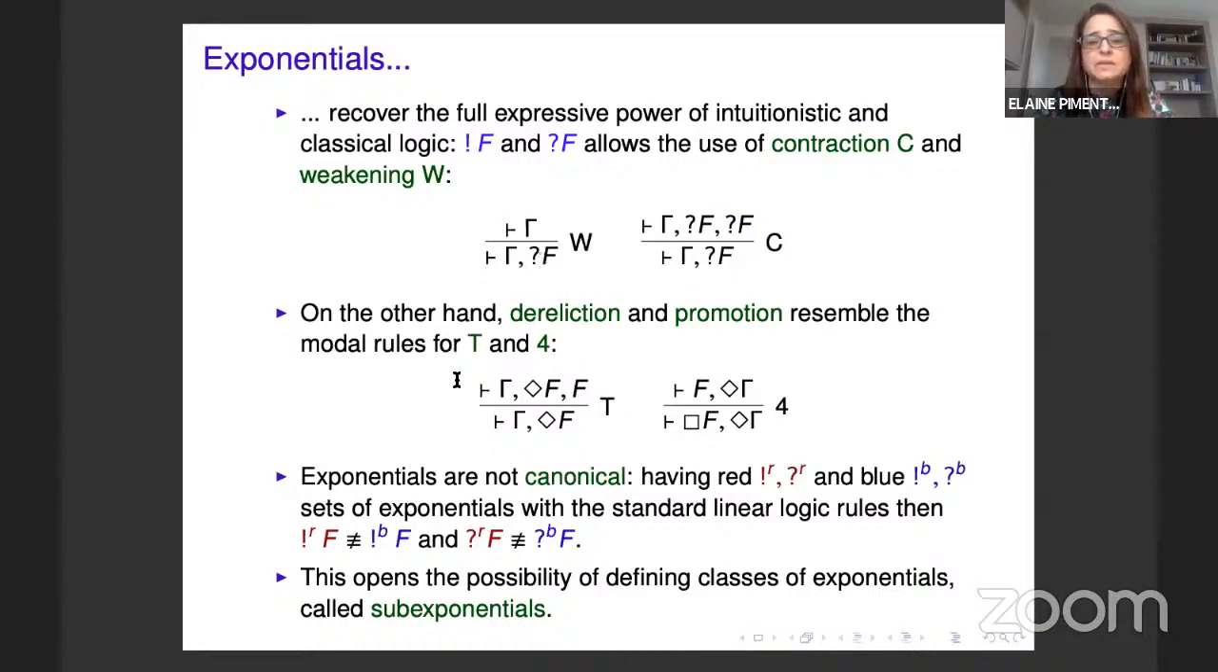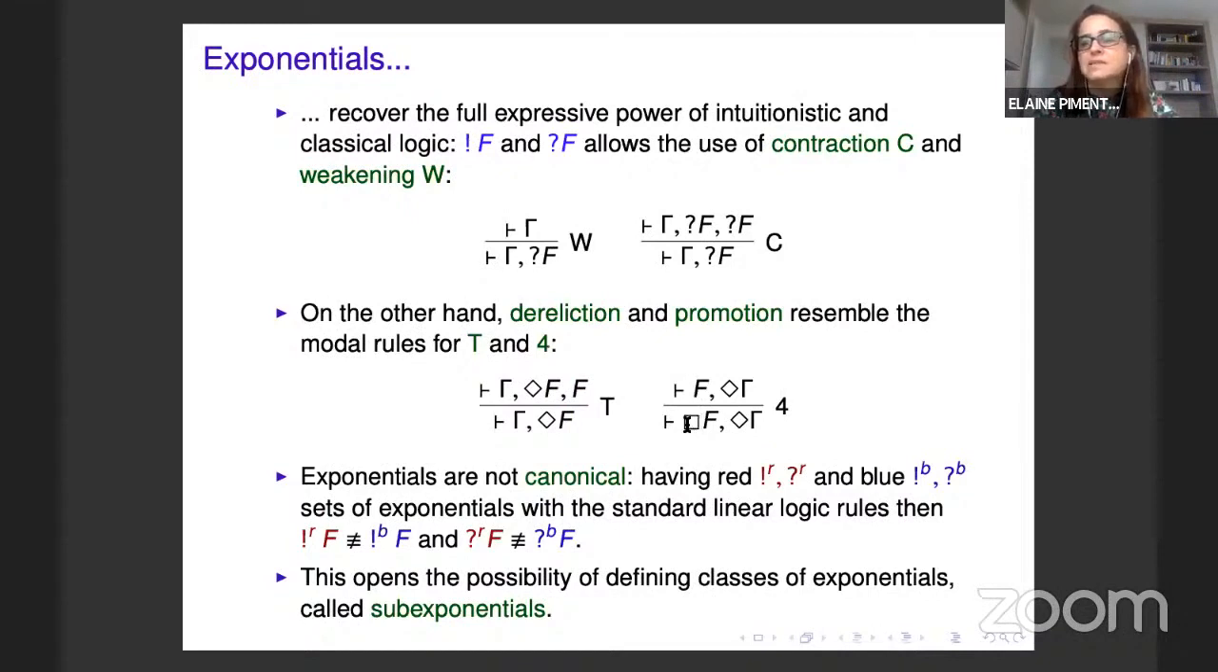On the other hand, if you have the rules for the dereliction and promotion in linear logic, they look a lot like T and 4 in modal logic, right? So here I put the rules one-sided for T and for 4. So for T, what you do is you keep a copy of the modal rule that you have, and you make an extra copy without the modality in front of it. And this is T. I'm going to talk a little bit about it later.